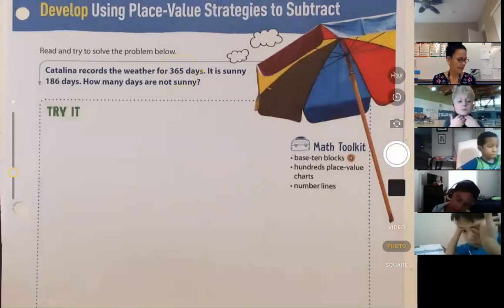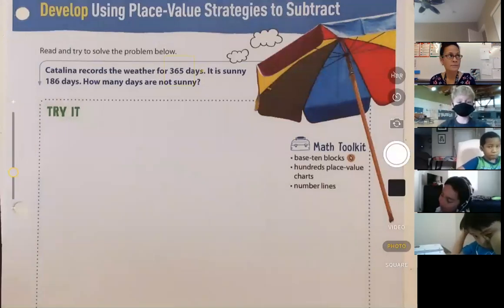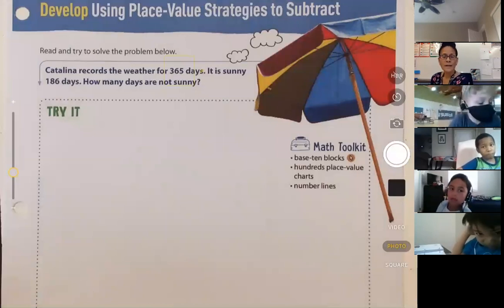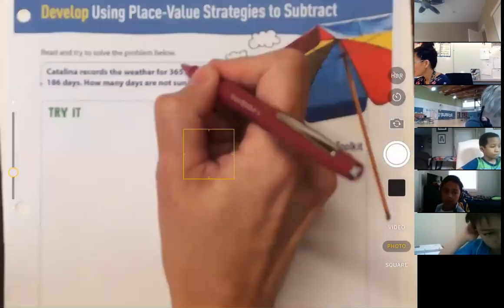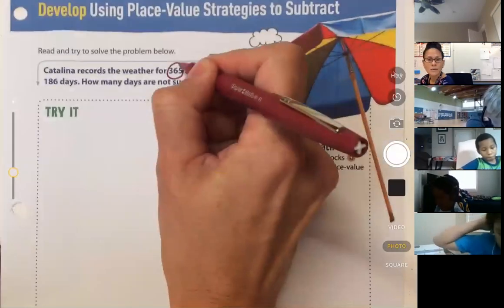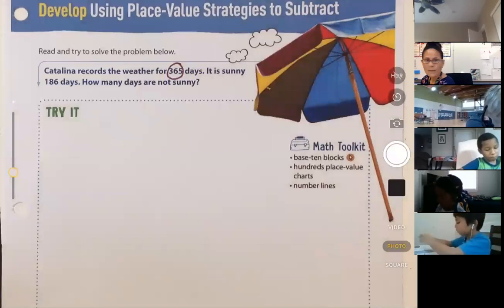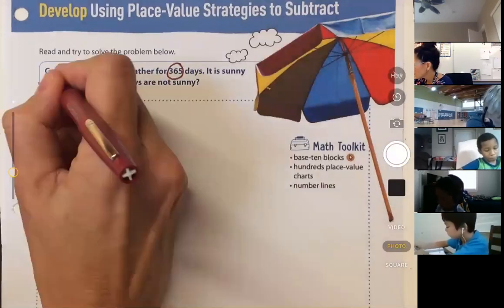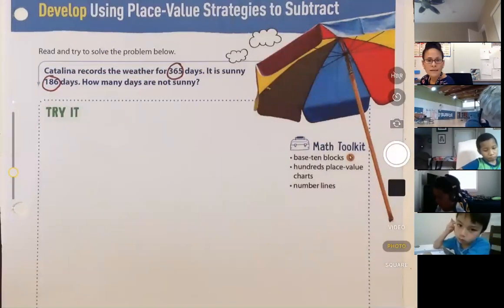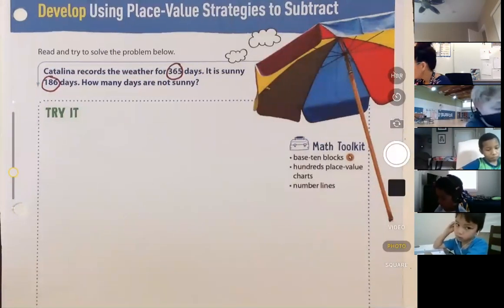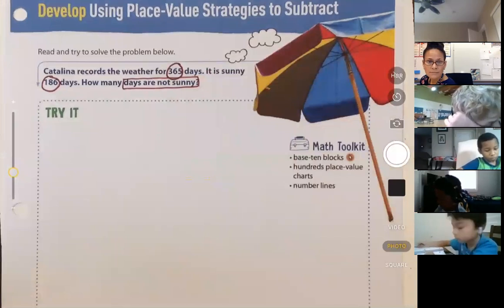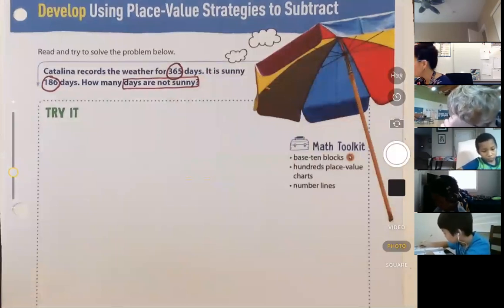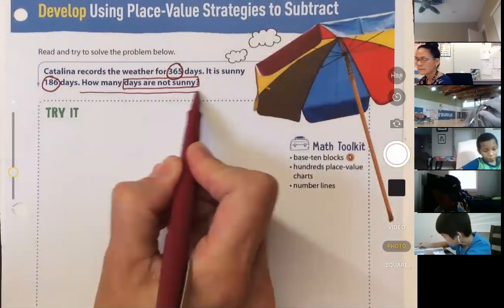Okay, friends, again, let's go back to our close read strategy. So the numbers that are important to me in this particular question, 365, super important. 186, super important. Key words for me, days that are not sunny. That tells me it's a subtraction problem. The actual question being, how many days are not sunny?